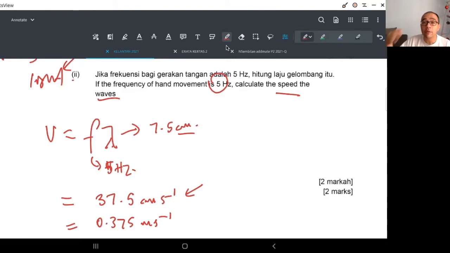Be aware of the units that you're using in your calculation, so that the final unit in your final answer tallies. Don't use centimeters at the top, but then at the bottom your answer is meters per second. It's like, what? Why is this? Don't do that.